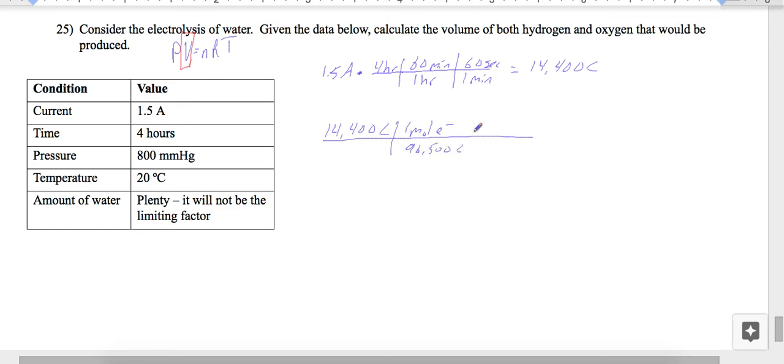96,500 coulombs. Now this part here, I kind of skipped over a portion that we need here, and this you should be able to come up with on your own. We're doing the electrolysis of water. So here's water, we add electricity, it splits up into hydrogen gas and oxygen gas. Then we balance a 2 there and a 2 there. And so we could write out the different half reactions for this.